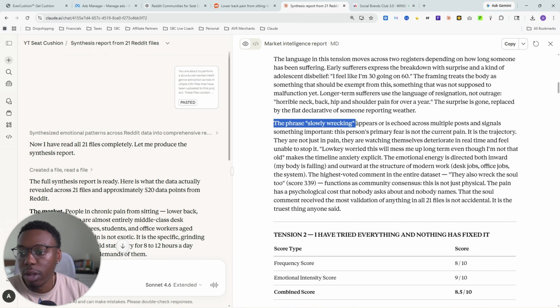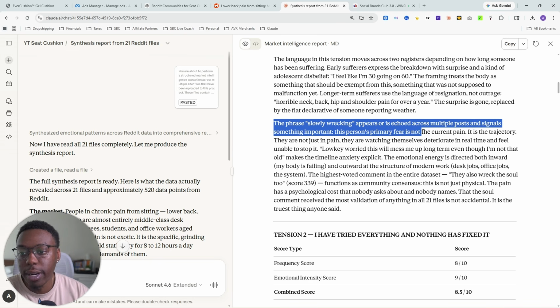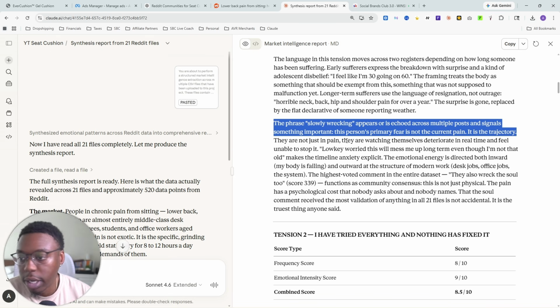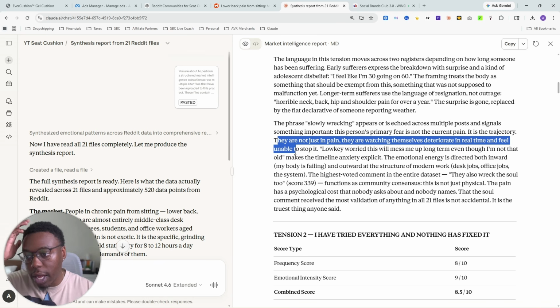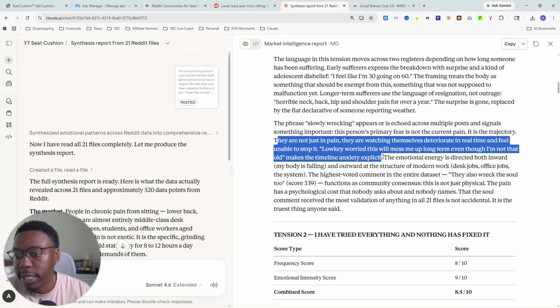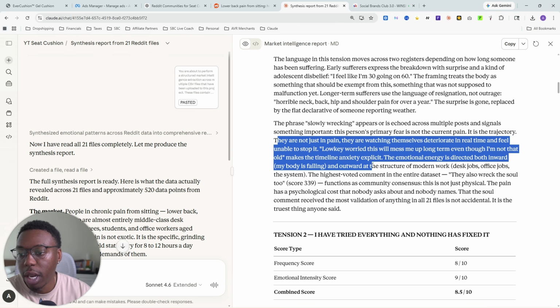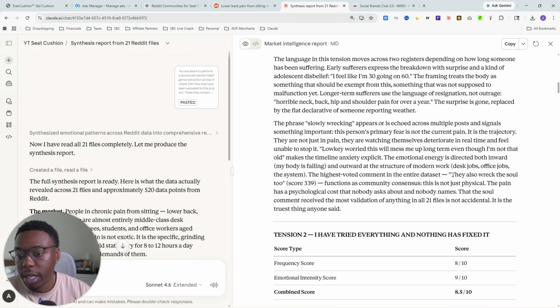The phrase slowly wrecking appears or is echoed across multiple posts and signals something important. This person's primary fear is not the current pain, it's the trajectory, right? So where they'll be in the next couple of years. They're not just in pain, they're watching themselves deteriorate in real time and feel unable to stop it. Low-key worried this will mess up long-term, even though I'm not that old, makes the timeline anxiety explicit. The emotional energy is directed both inward, my body is failing, and outward at the structure of modern work. The highest voted comment in the earliest database.